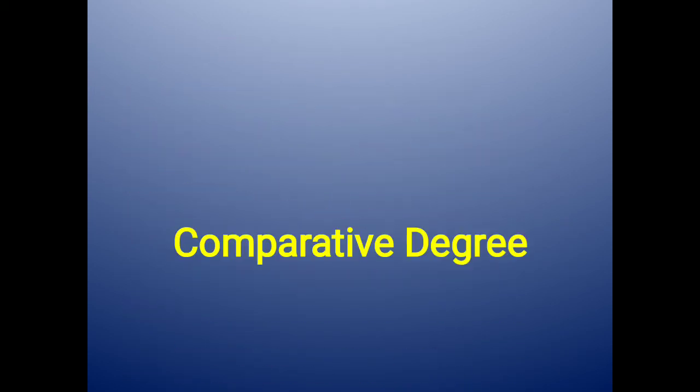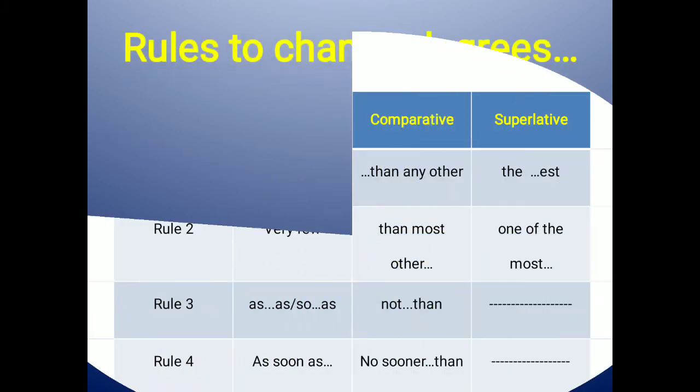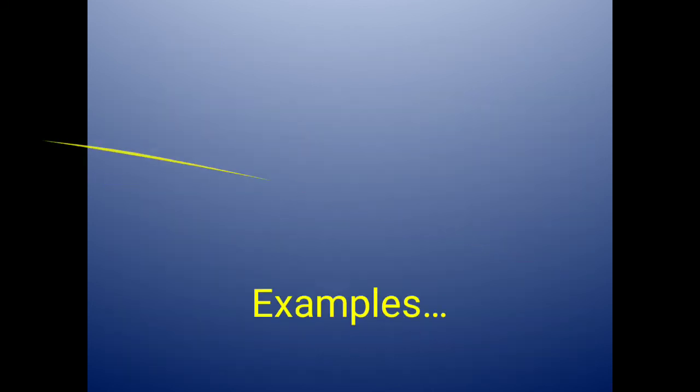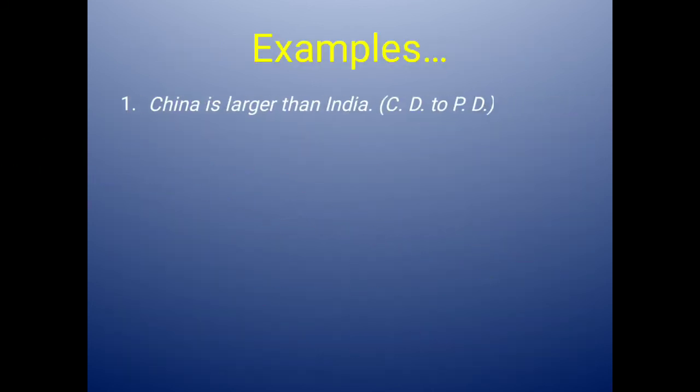We need to apply rule number 3, not rule number 1, 2 or 4, that is as not than, because in comparative degree we need to use not than, right? Because THAN is there. So let's see, we need to start with the second object, that is India, right? And we need to write the answer like that: India is not as large as China.